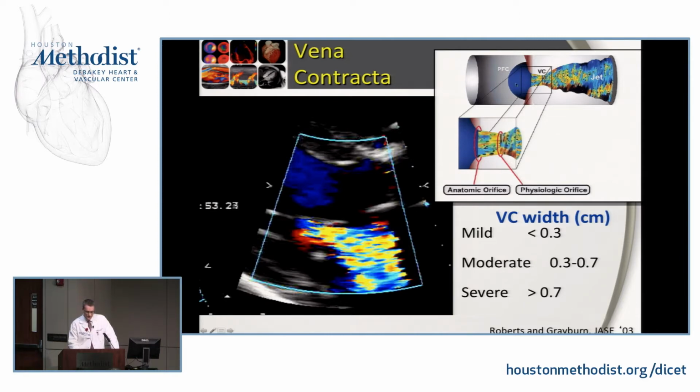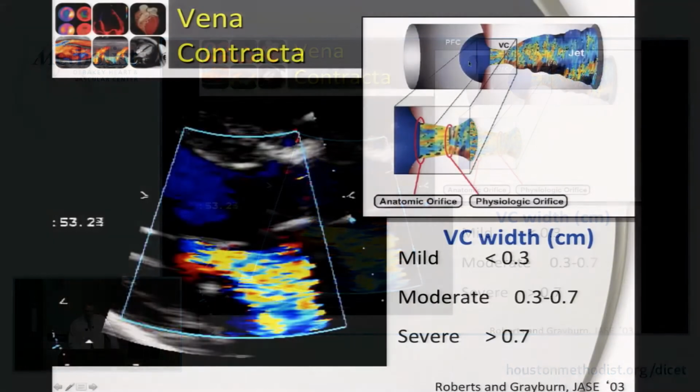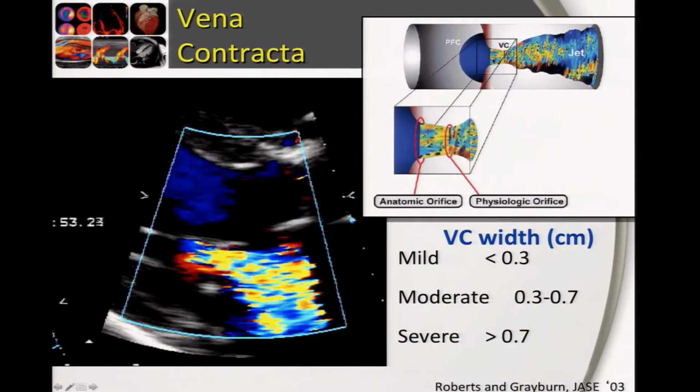On this graphic, if this is your flow convergence, you would measure right here, where it's sort of turbulent. That's where the leaflets are, within the hole. You can blow it up here. This is the same thing blown up. So PISA would start out here and you would measure it to here, right between the leaflets, whereas the vena contracta is a little further down.